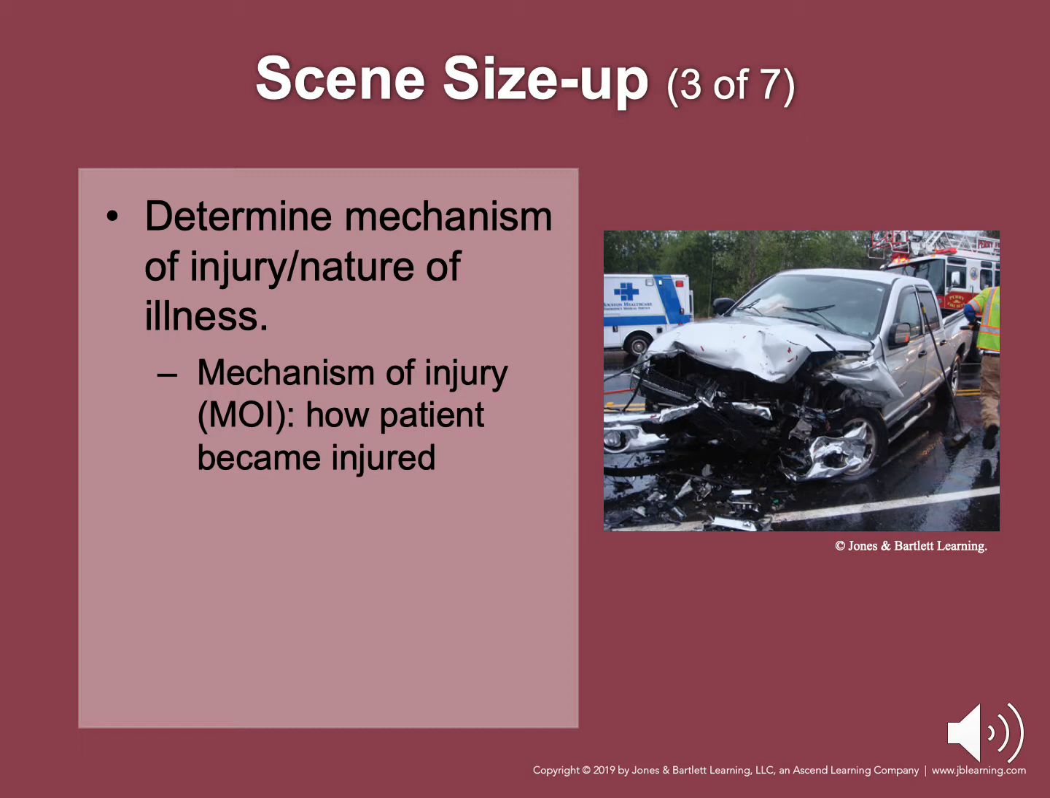That we see here, we have a front end collision with a full-size truck. So we're looking at up and over maybe the steering wheel, or possibly down and under the steering wheel. So we're looking at a lot of trauma along the long axis of the body, and possible chest trauma too.